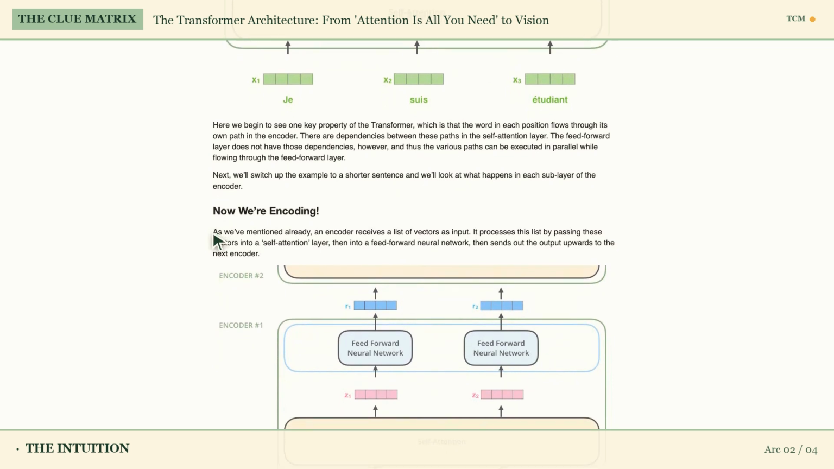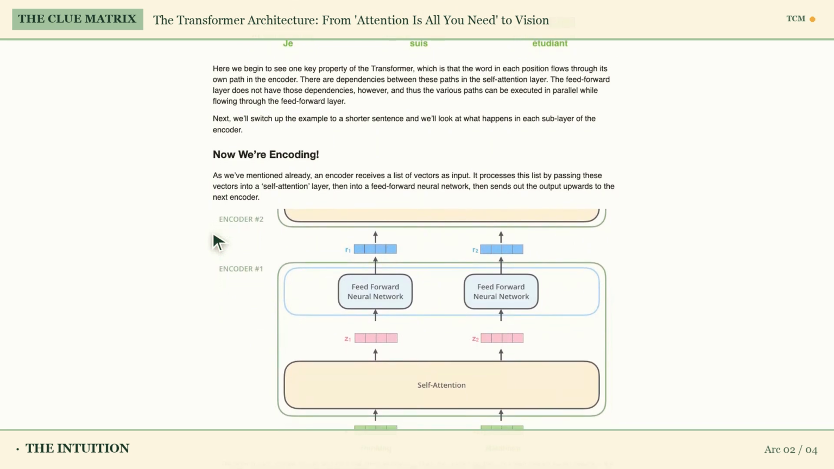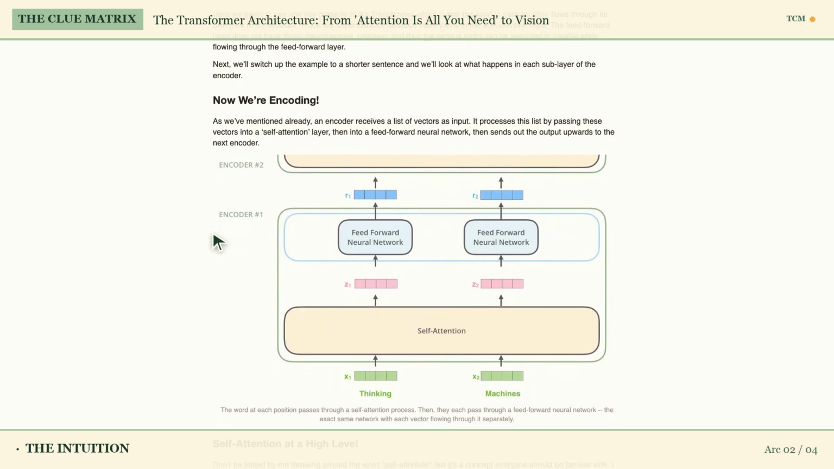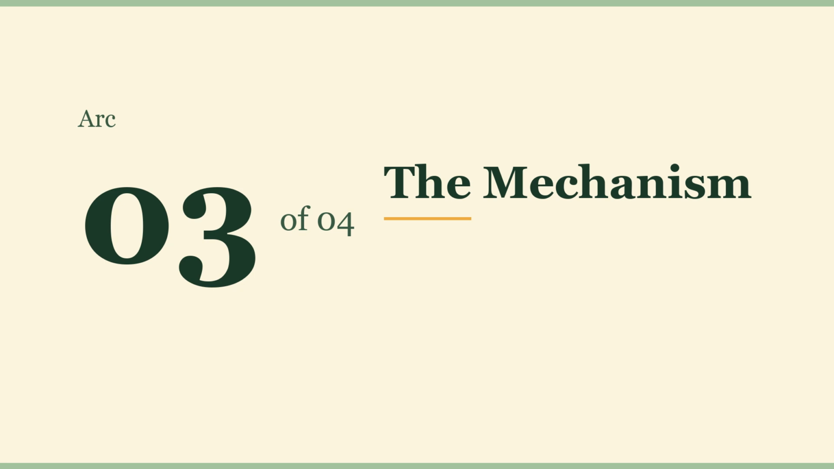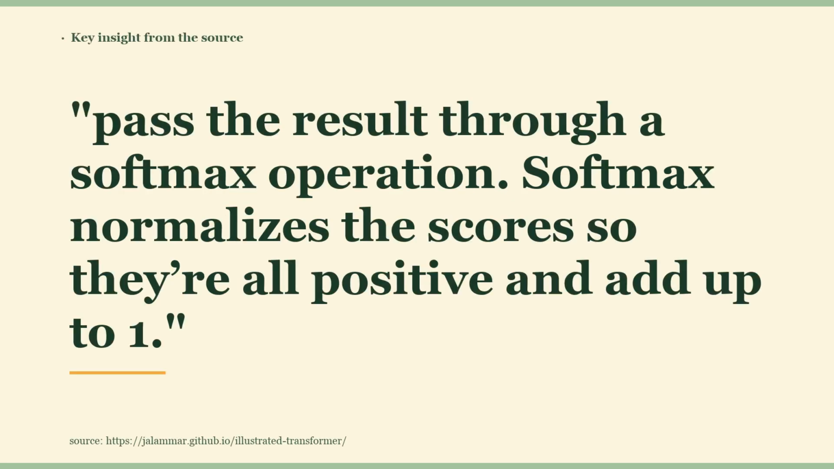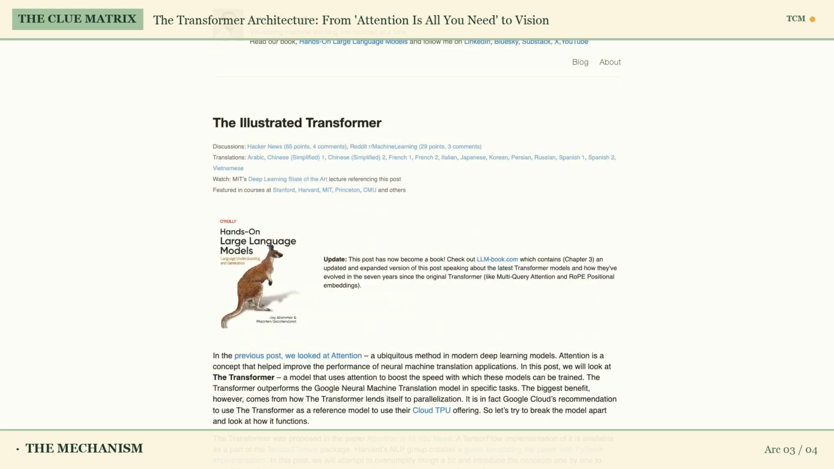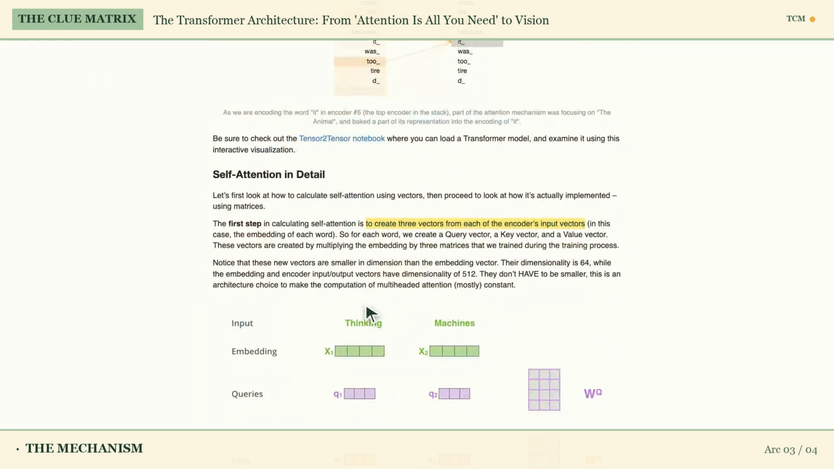But how does this self-attention actually calculate which words are relevant and by how much? Right. The intuition makes sense, but I need to see the mechanism. What's the mathematical trick that allows a word to pay attention to others? Let's dive into the core of self-attention. For every word's input vector, the first step is to create 3 vectors from each of the encoder's input vectors.